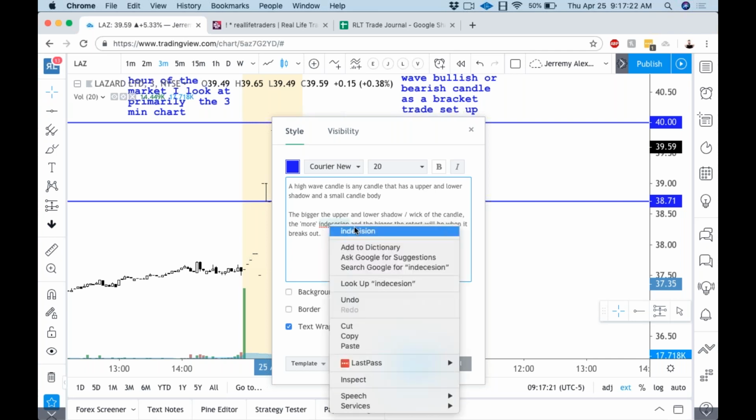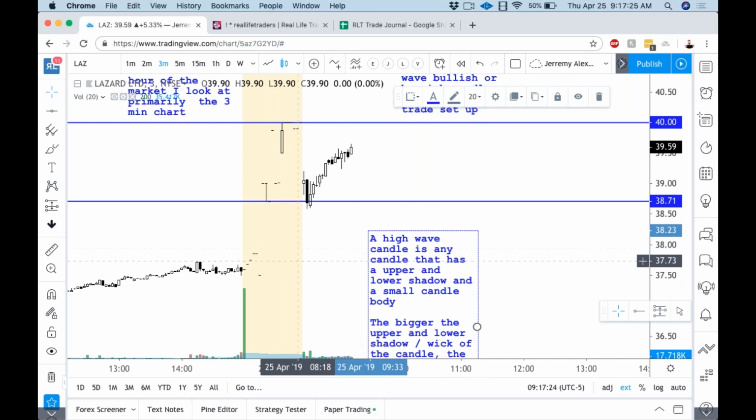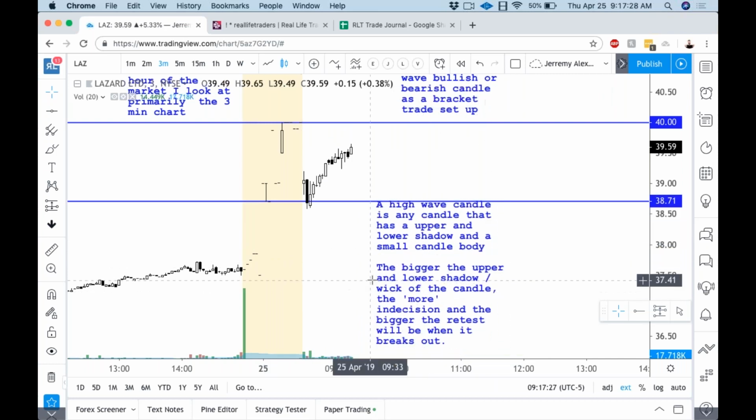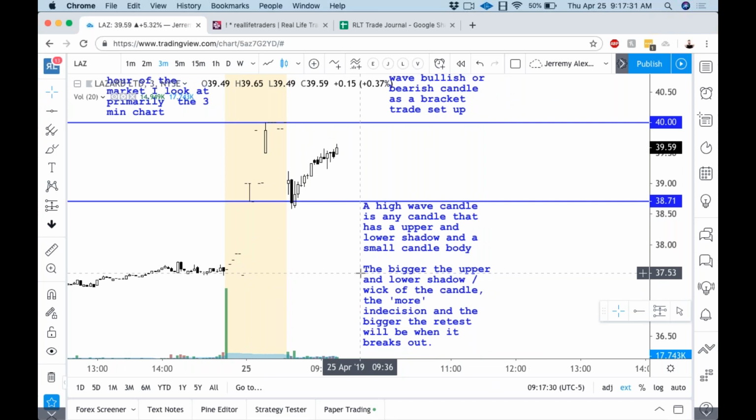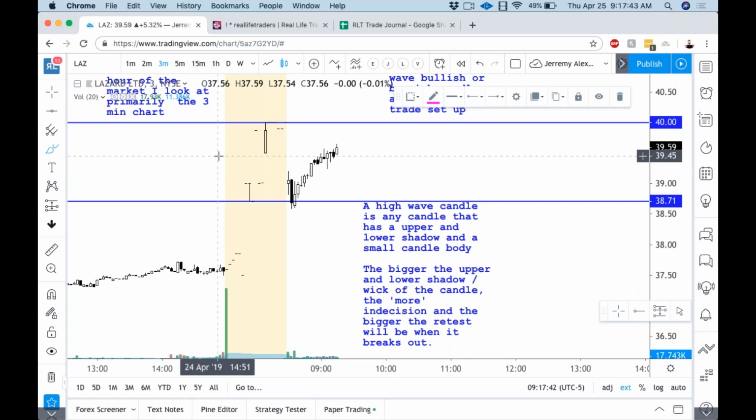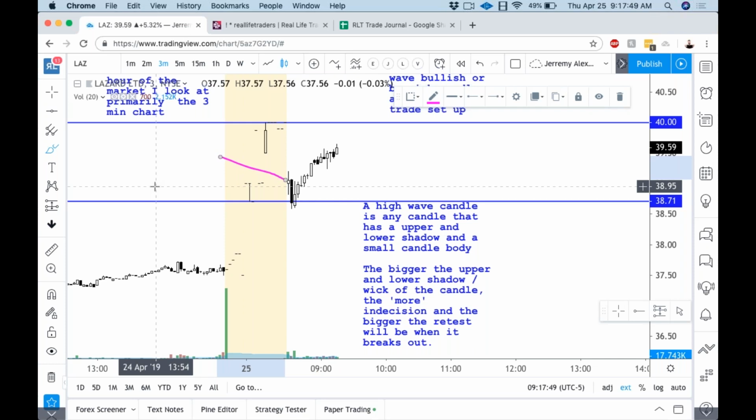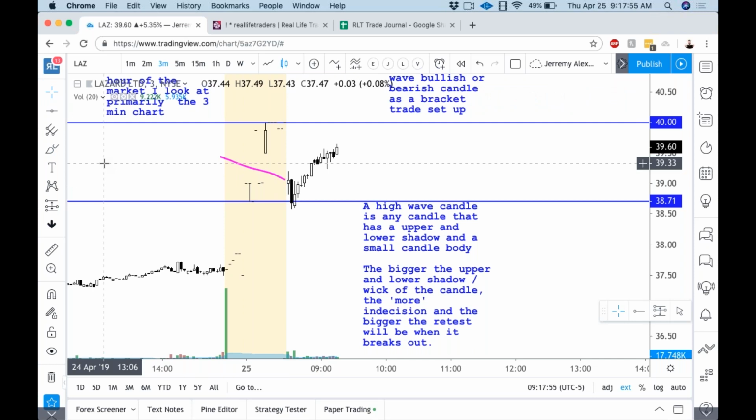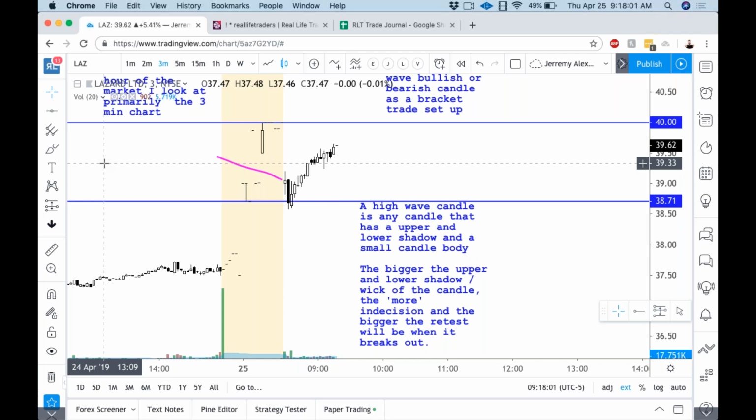Now that's a very key aspect to this discussion, folks. So we're going to talk about that in a little bit more detail in just a few minutes. But a high wave candle is any candle that has an upper and lower shadow and a small candle body. The bigger the upper shadow and the lower shadow of the candle, the more indecision and the bigger the retest will be. So folks, this is a specific gap that is actually literally perfect. Wonderful in every way. This is your high wave candle on the 3-minute chart. You have an upper shadow, you have a lower shadow, you have a small candle body, everything is great.